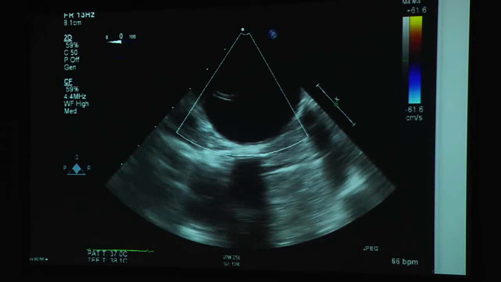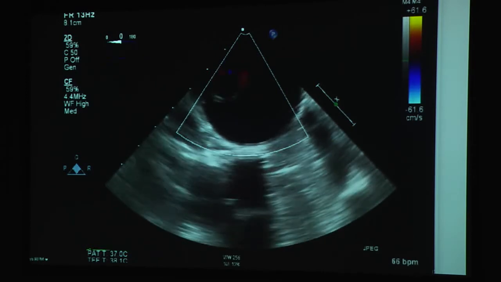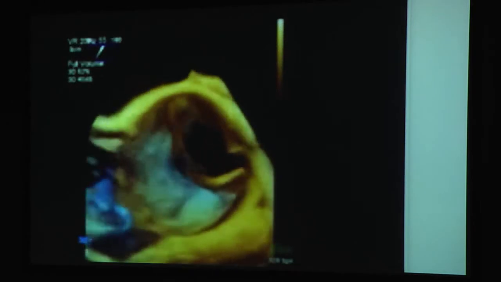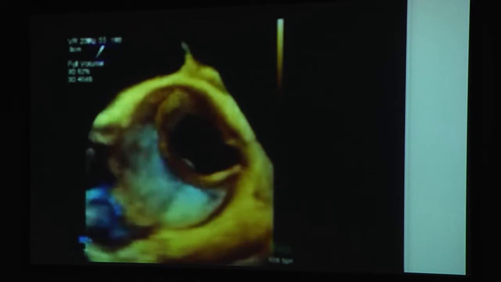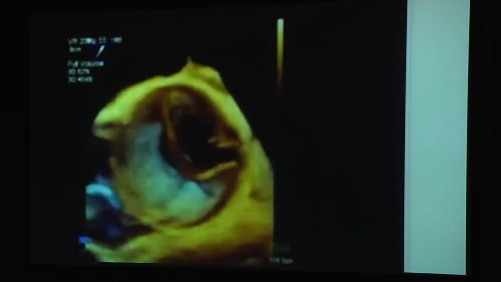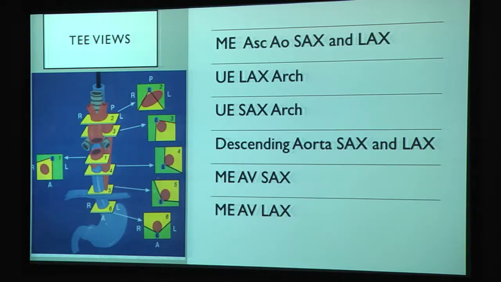So you can see here, you can see the flow in the true lumen, which is typically the smaller. Really no flow or low flow in the false lumen, which is the larger area of that aorta there. Again, you can see the expansion of the true lumen on the 3D echo here.